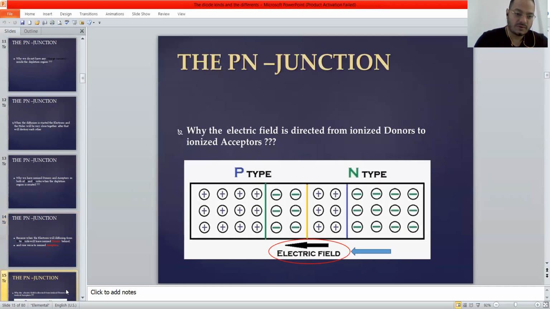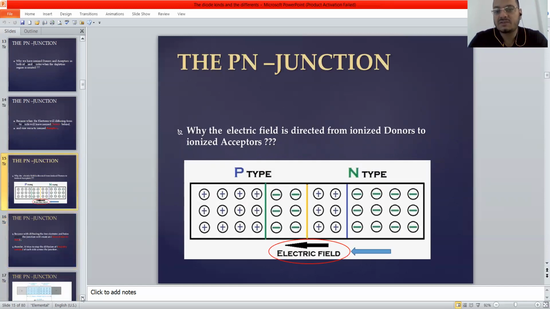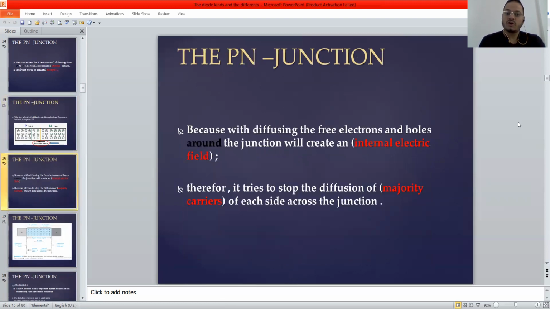Let's go to another question. Why is the electric field created from n to p? Why not from p to n? Because with diffusion, the free electrons and holes around the junction will create an internal electric field.